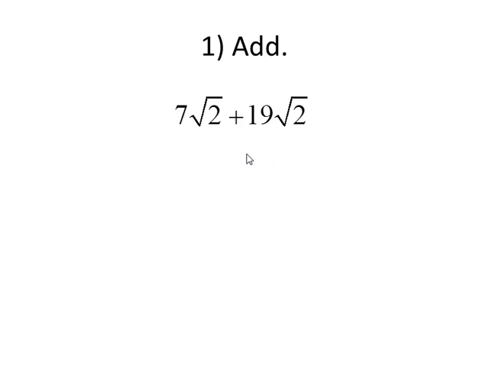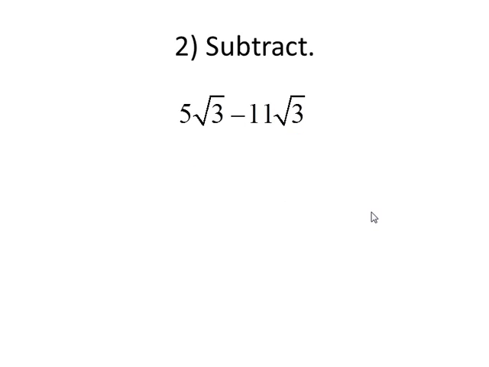First, add 7 square root of 2 plus 19 square root of 2. Since the two radical parts are identical, both square root of 2, we can add the coefficients. 7 plus 19 is 26 square root of 2. Here's one where we need to subtract. 5 square root of 3 minus 11 square root of 3. The two radicals are identical, so the square root of 3 goes at the end, and 5 minus 11 is negative 6. In these first two examples, the radical parts were identical.